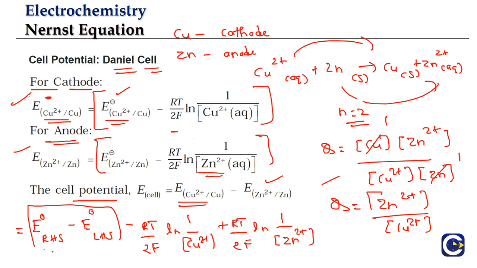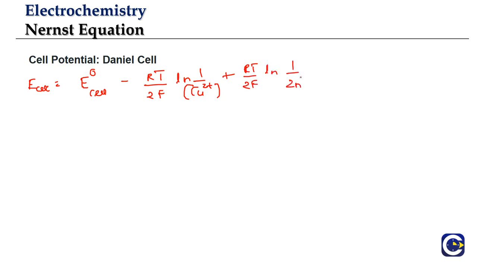Now E naught RHS minus E naught LHS will be the E naught value of the cell. So just to rewrite it again, E cell under the different conditions will be equal to E naught value of the cell minus RT by 2F ln 1 by copper ions concentration plus RT by 2F ln 1 by zinc ions concentration. So what we will do is we will just take the minus RT by 2F common out.